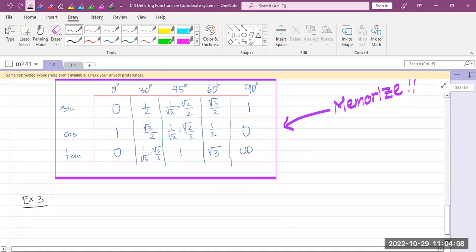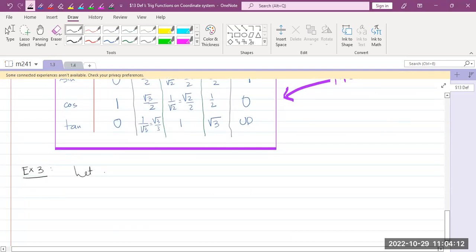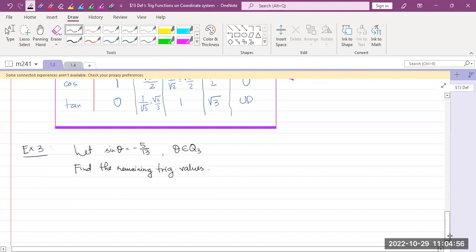Suppose we have, this one is a bit difficult. Suppose we have the value instead, sine theta is -5 over 13, where theta is in quadrant 3. Find the remaining three functions for angle theta. I should say functions instead of values.